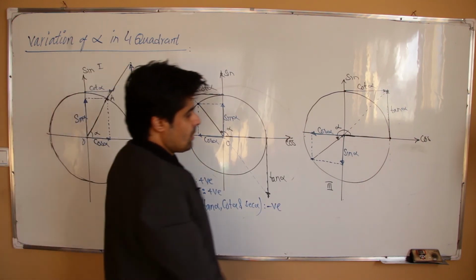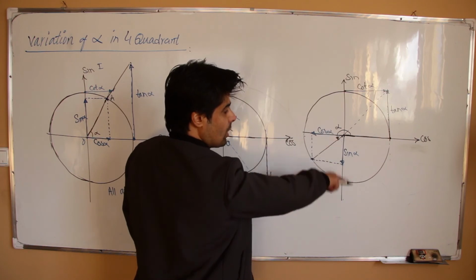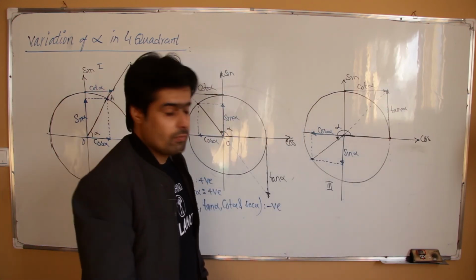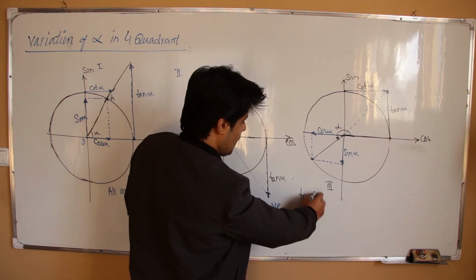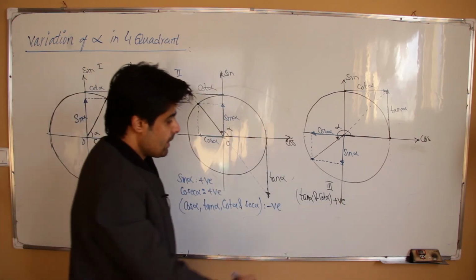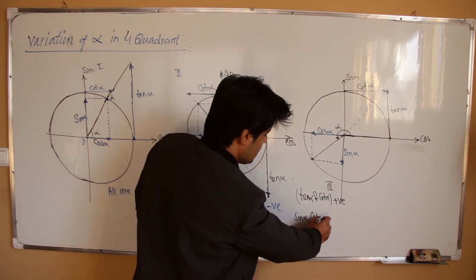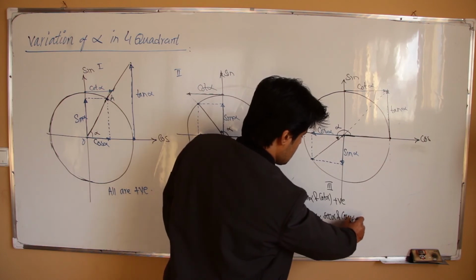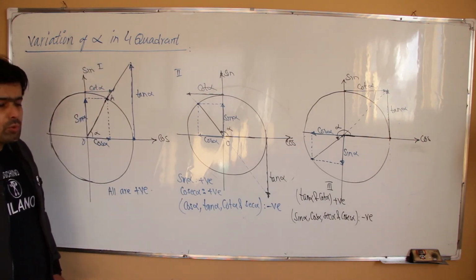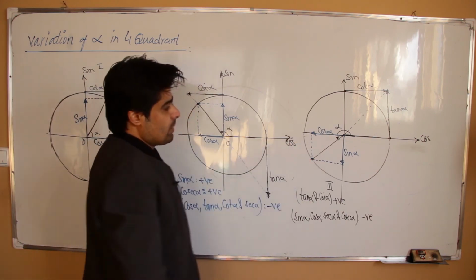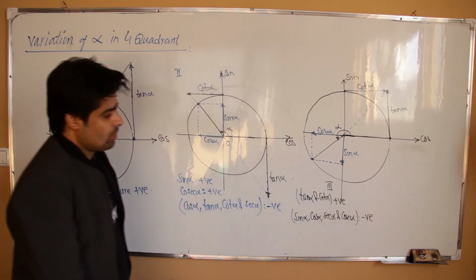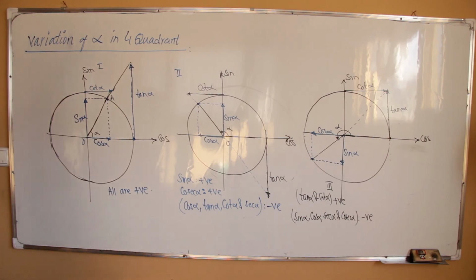Now, what do you think? Sine alpha is negative, it's downward. Cosine alpha is on the left side, it's negative. Tangent is positive, upward. Cotangent is positive. So in the third quadrant, tangent and cotangent are positive. Am I right or not? Yes. The remaining ones, which are sine, cosine, secant, and cosecant, are negative. We have proved this before too. Right now, according to the geometry, it is proved that tangent and cotangent in the third quadrant are positive. The remaining ones are negative. Write it, please. And we will come to the fourth quadrant.